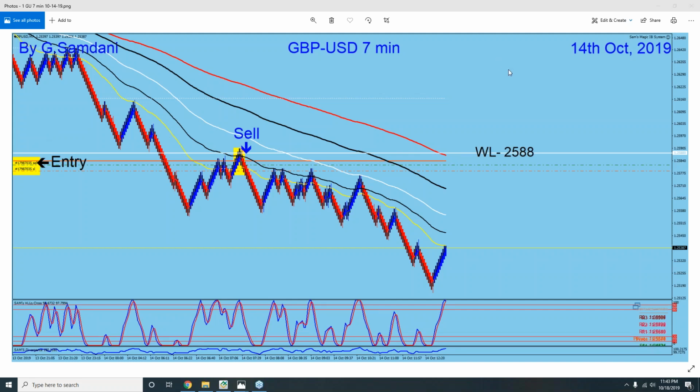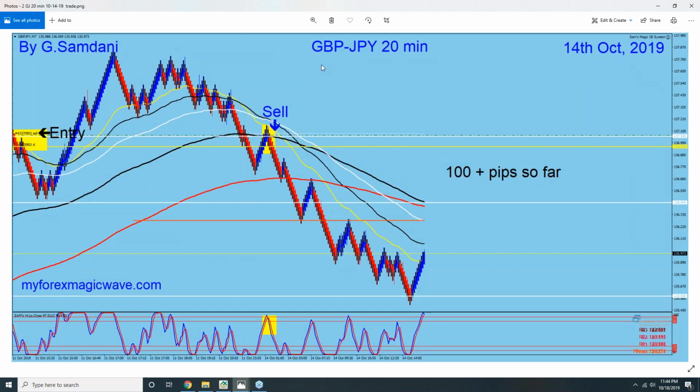So let's get started. Pound USD, the week started on the 14th October. This is the first trade, Pound USD 7-minute chart. Here's the entry. SL moved to break even and it's down. It was because early in the week there was a weakness in pound. Later it changed direction. So we're gonna see some pound short here.